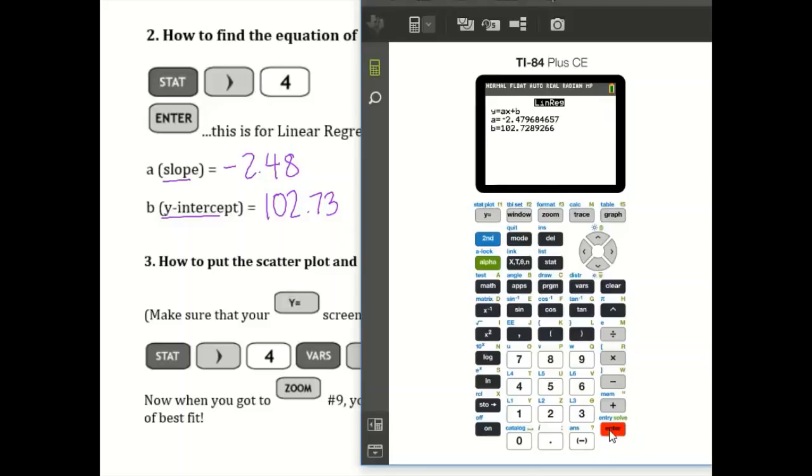And our screen should look the same. But this time what I'm going to do is go ahead and hit zoom and then 9, and there is all of my data points along with my regression equation. So that's how you can see it all in your calculator.